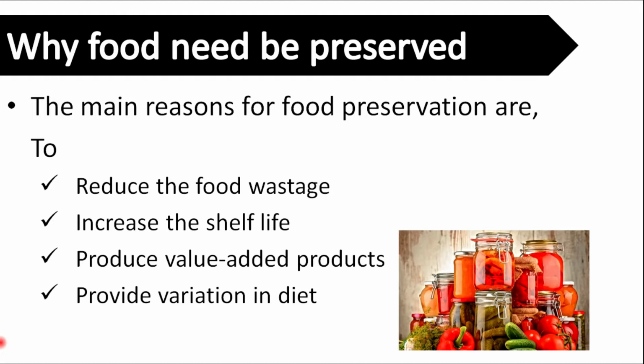The main purpose of food preservation is to reduce the food wastage and increase the shelf life. For example, from ancient times, we dried fruits to eat them during the off-season. It reduces the wastage in seasonal time and also increases the shelf life to off-seasonal time. In addition to that, currently, food preservation helps to produce value-added products. It is a fruitful way to increase the profit to farmers as well as to food manufacturers. Also, it provides variation in our diet.